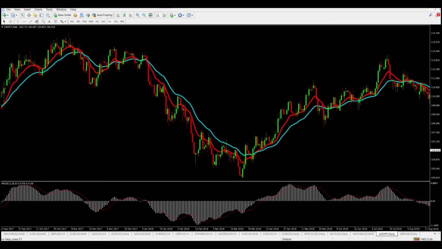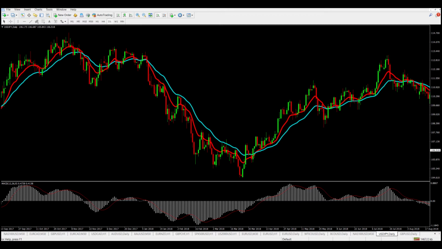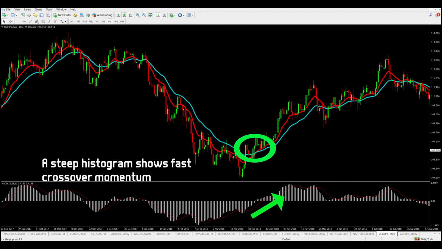Crossover sell signals are generated when the MACD signal line crosses below the baseline, and a buy signal is generated when the MACD signal line crosses above the baseline, as shown here on the chart. The speed of the crossover is also considered by traders as a signal to see if the market is heavily overbought or oversold. Take a look at the example in this chart.